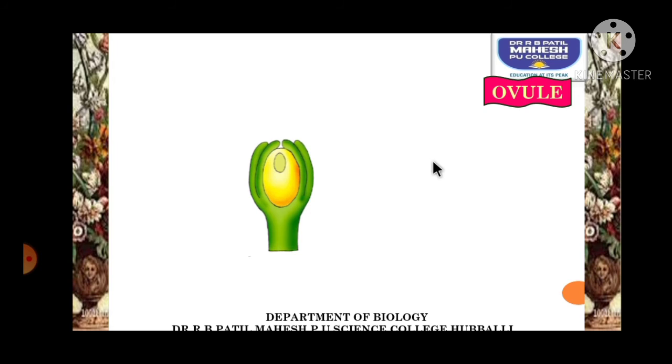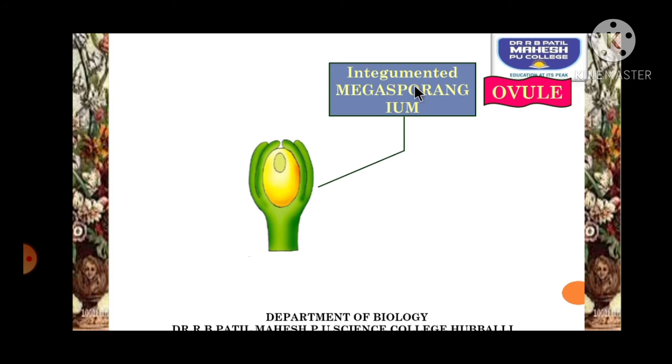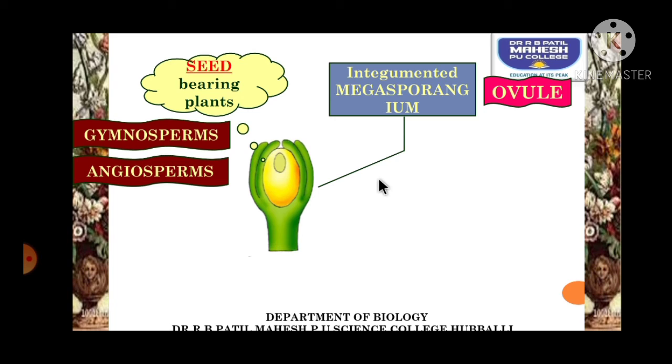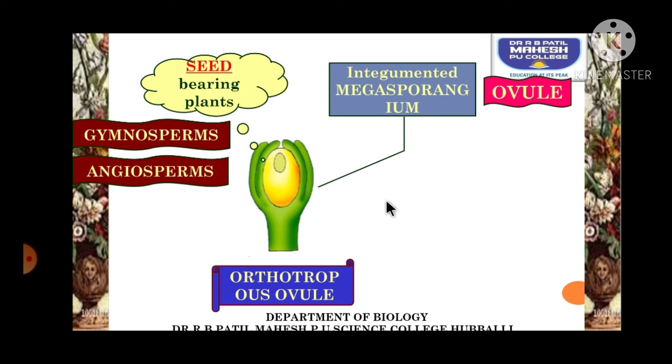Now this is one type of ovule students where we can see the different parts. This is called an integumented megasporangium. Seed bearing plants will have these ovules. The seed bearing plants are gymnosperms and angiosperms. So this is an example of an orthotropous ovule. Why do we call it orthotropous? Because structures like the micropyle, embryo sac and the stalk of the ovule called funicle lie in a straight line. So it is called an orthotropous ovule.